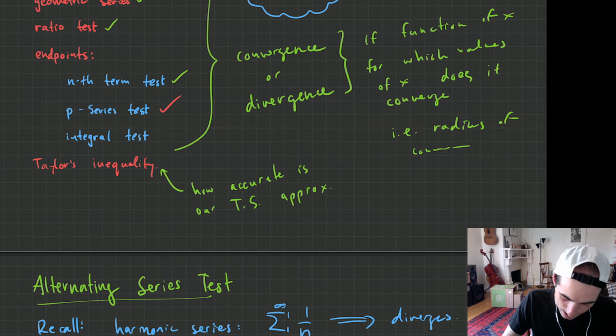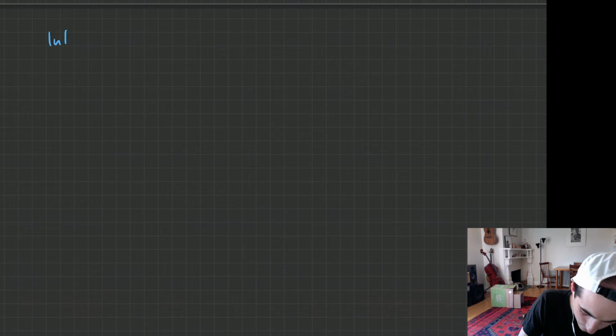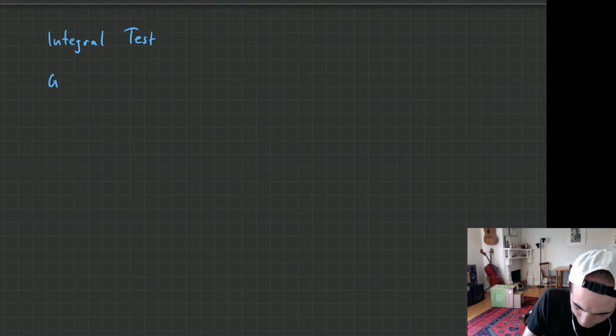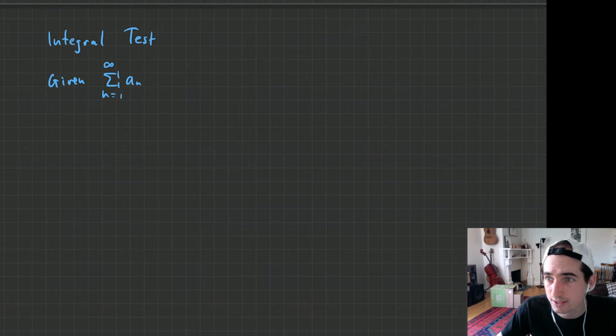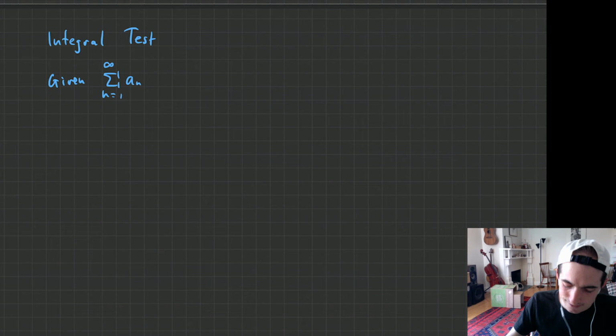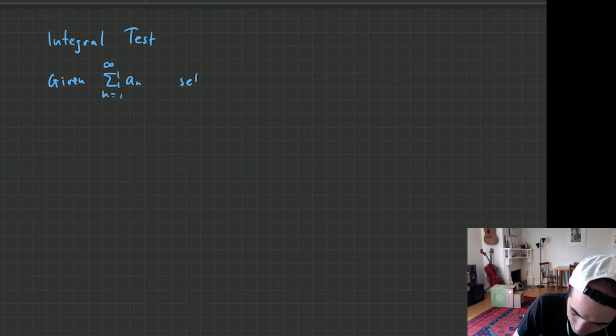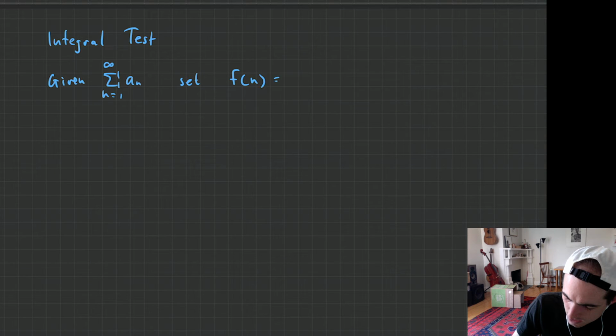Finally, the integral test. Okay, sounds a little scary, the integral test, and in some ways it can be a little scary. So if we're given the sum n equals 1 to infinity of a sub n, it's a very strong test, but it can take a lot of work. What we can do is set f of n to be equal to a sub n.